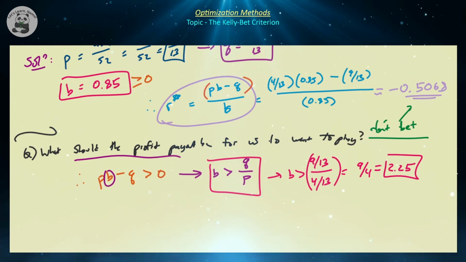Okay, so 2.25. So in some sense, they need to give you 325% of your original bet or more in order for you to have a positive net return in the long term if you have a logarithmic utility.